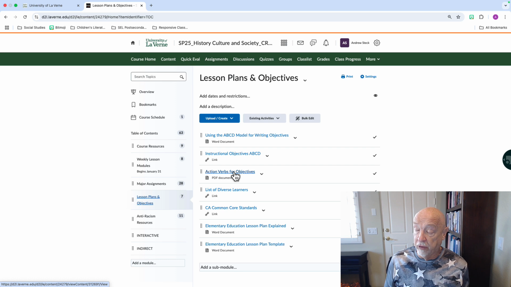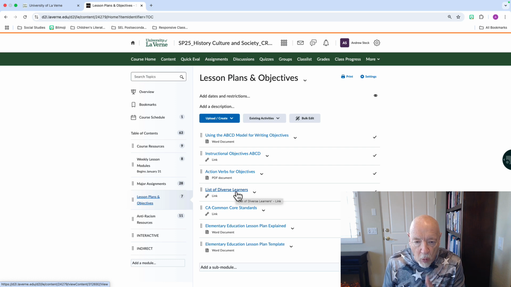There are some action verbs for objectives. You do need that because you need to see that they're observable. This is the list of diverse learners. You're going to pick one of these in the lesson plan and you're going to write about that. We'll talk more about that as we go along. These are the Common Core standards. This is the lesson plan explained, and this is the template you're going to use. So this is a very important module.